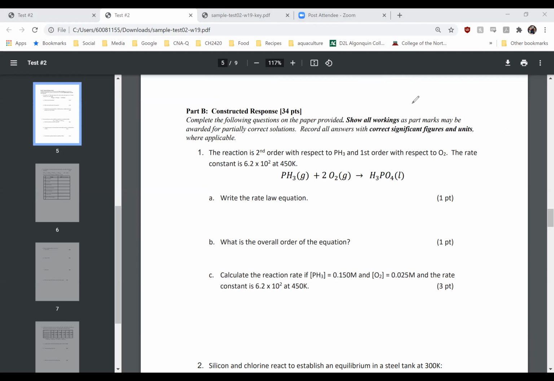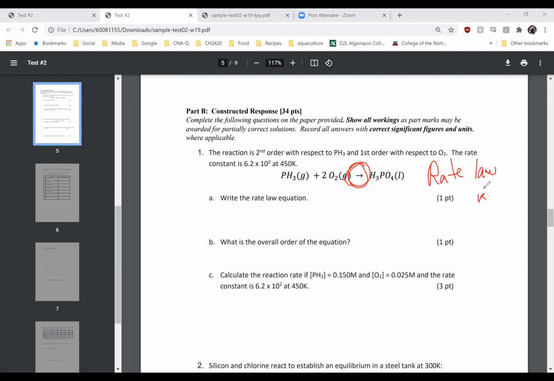When do I use little k and when do I use uppercase K? Well, look at the equation. If you see a single arrow, this is a rate question. This is little baby k, which is our rate constant. So let me read the question. The reaction is second order with respect to PH3 and first order with respect to O2. The rate constant, little k.